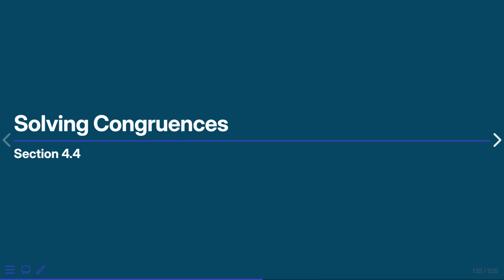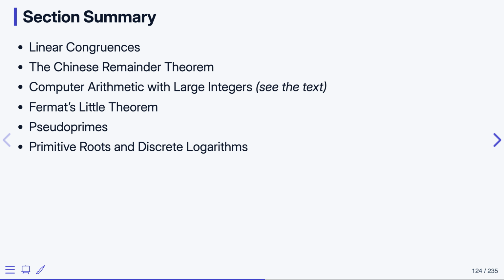Section 4.4. Solving congruences. So far we have learned how to add, multiply, and compare numbers using modular arithmetic. Now we turn to solving equations in this world. We will learn how to find the unknown x in a congruence, how to find an inverse of a number modulo m, and how to solve several congruences at once. Let's look at what this section covers.